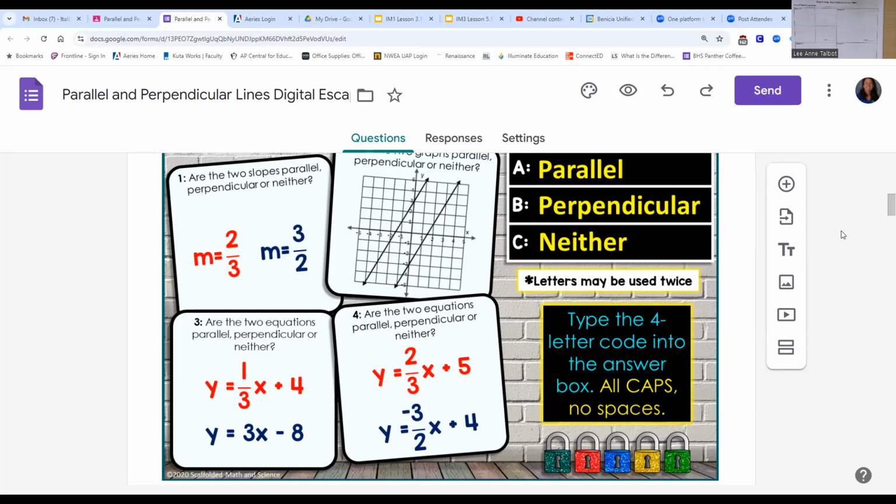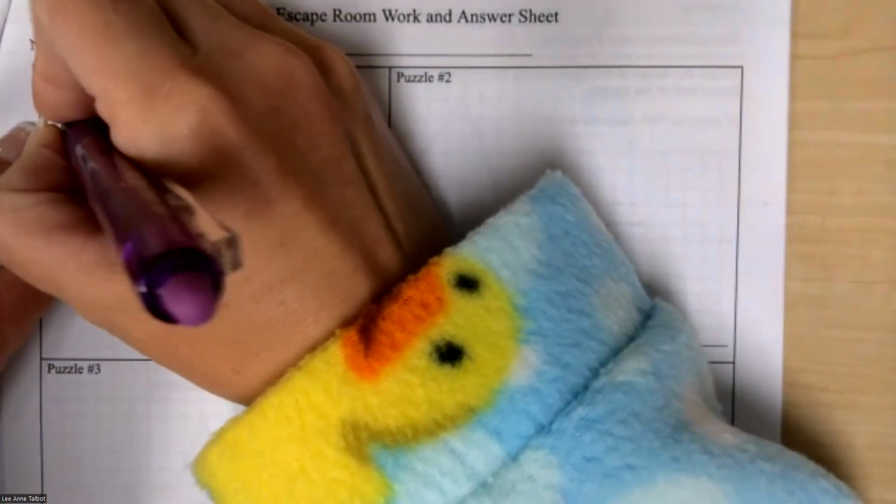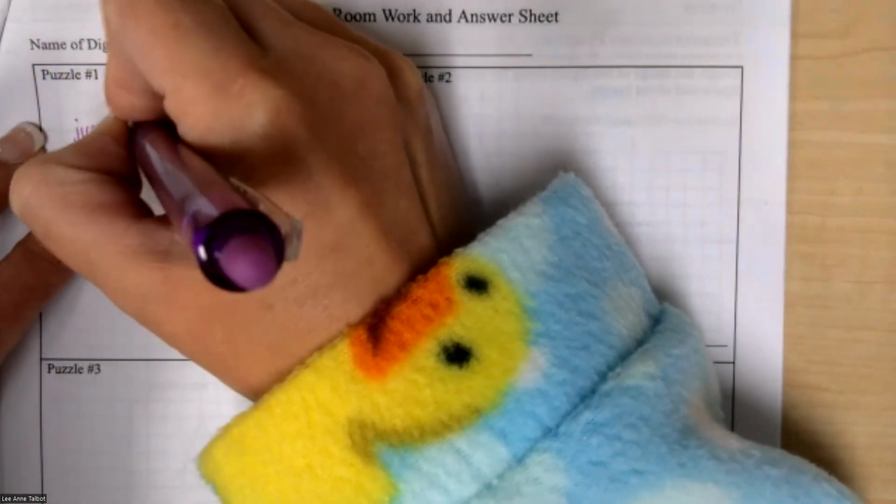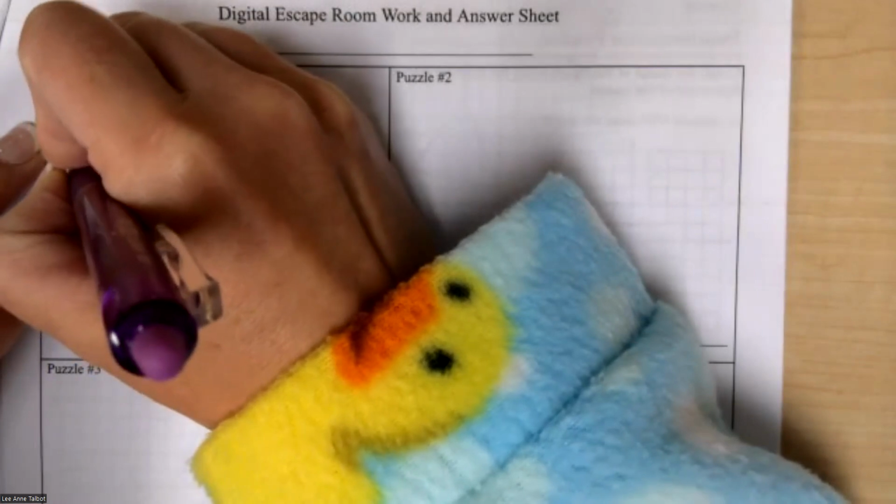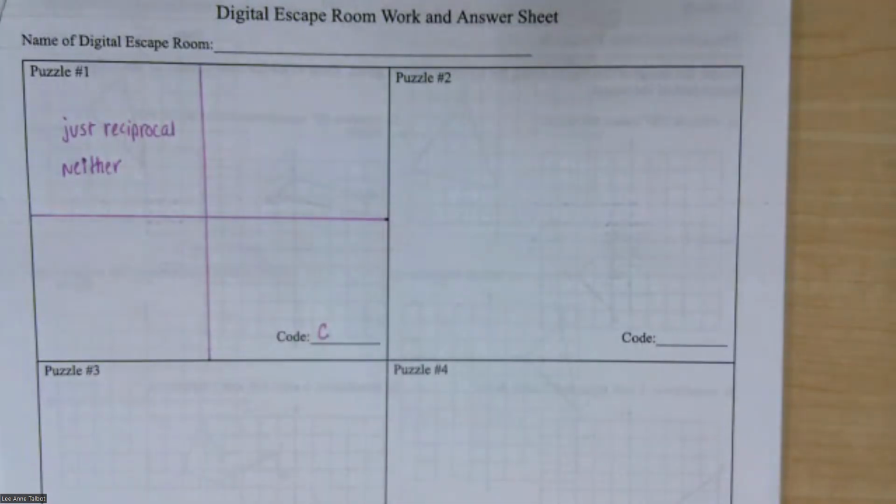No. There's just one that's flipped, but it's not opposite and flipped. It needs to be opposite and flipped to be perpendicular. That one is neither. Okay, so this is what you should have. Those two fractions are just the reciprocal. It needs to be the opposite reciprocal, but not just the reciprocal.